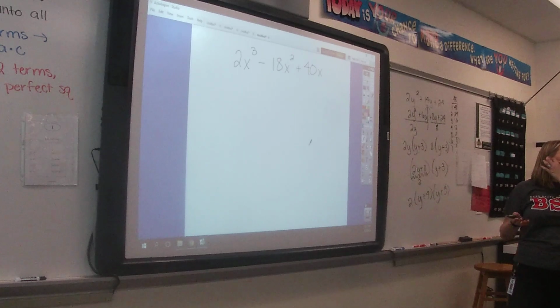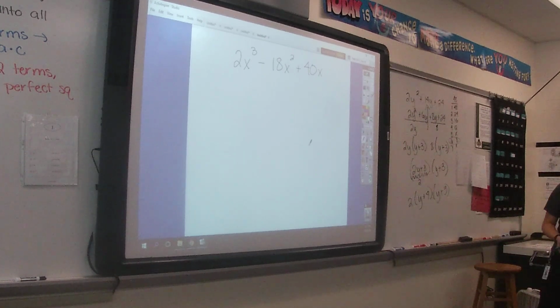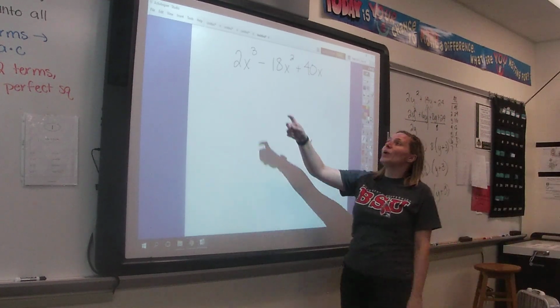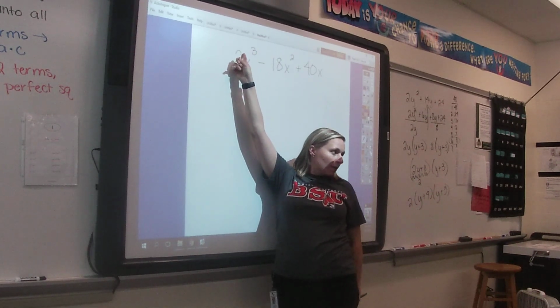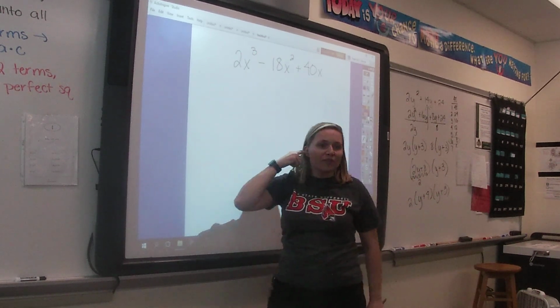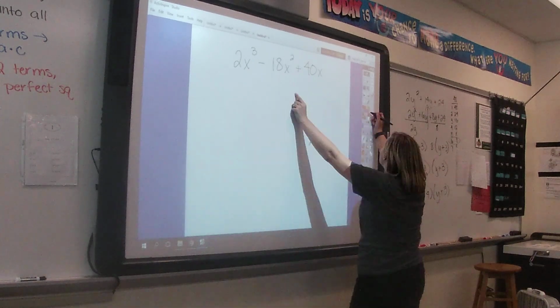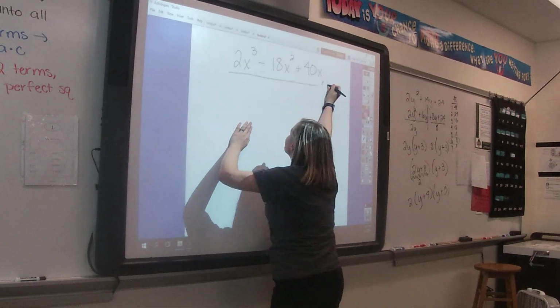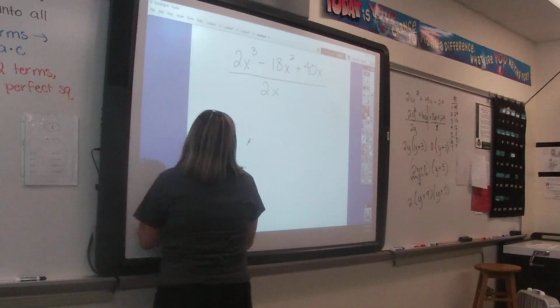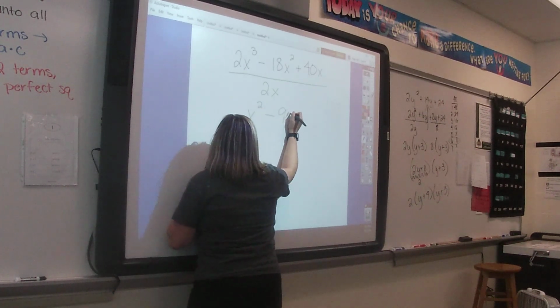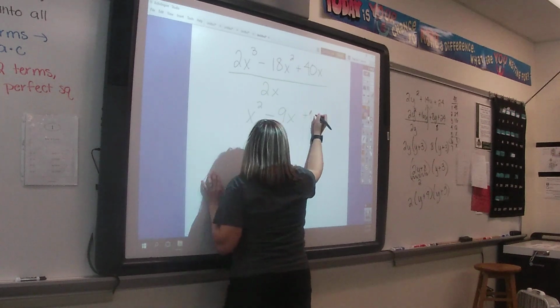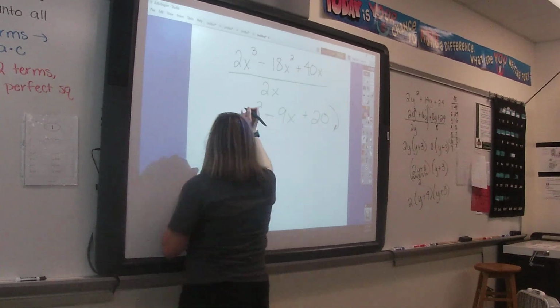And when we get to solving by factoring, if we want to solve, we have to get rid of all of these exponents. And to get rid of exponents, we have to factor. So what's our GCF going to be? 2x. So that makes this an x squared minus 9x plus 20.